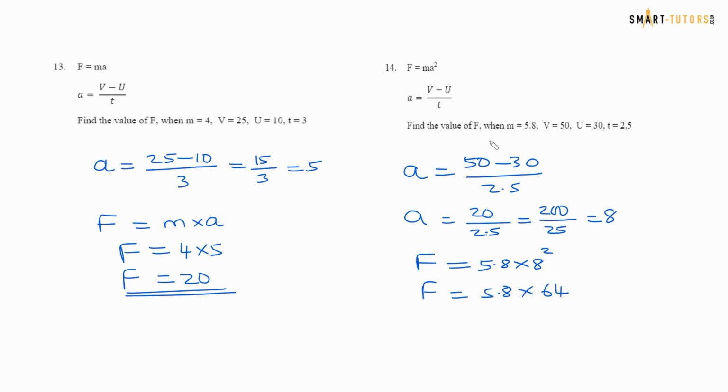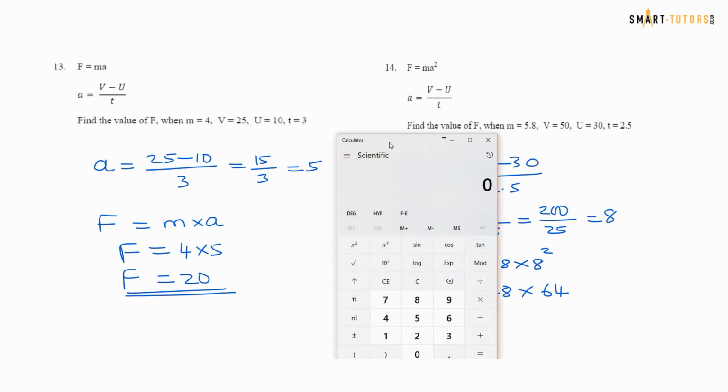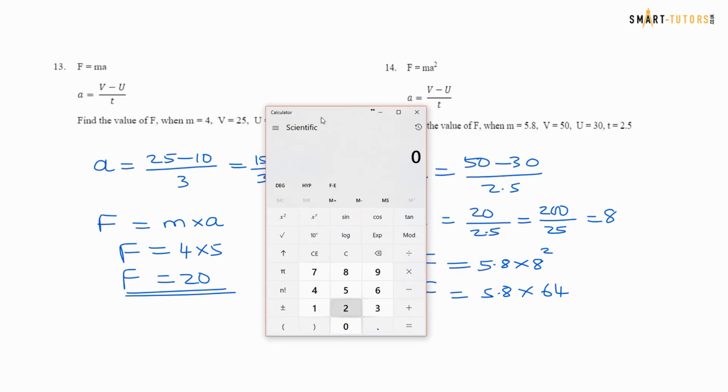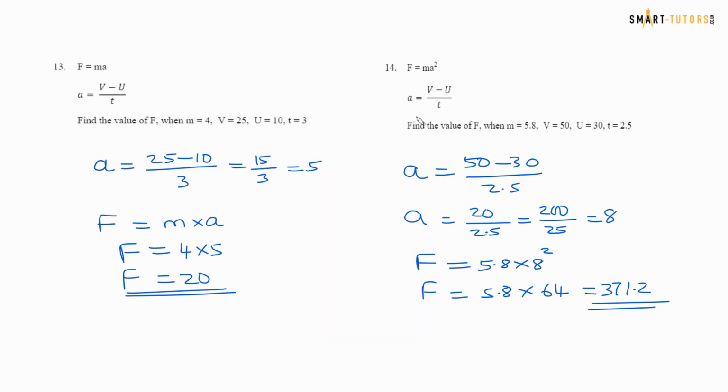If this is coming on a non-calculator paper, then you have to do a long multiplication to find the answer, but I'm just using a calculator, assuming this is going to be in the calculator paper. 5.8 times 64 is 371.2, and that is the answer for question number 14. That is the end of the questions.